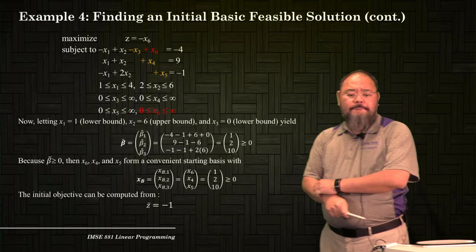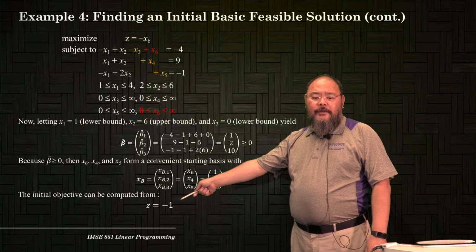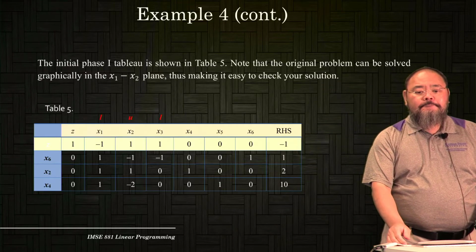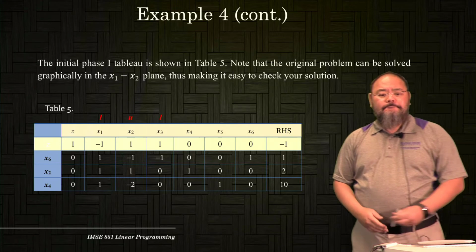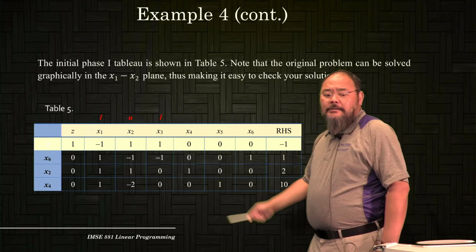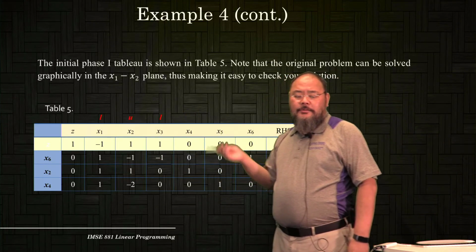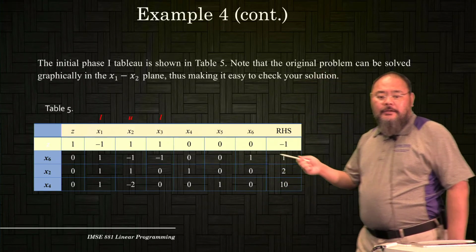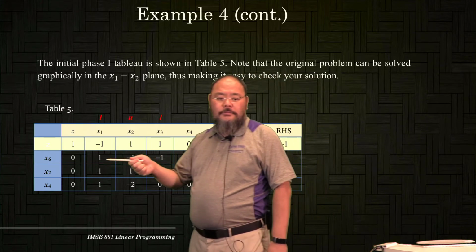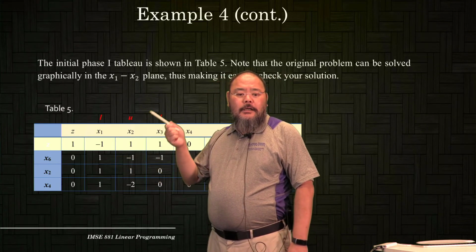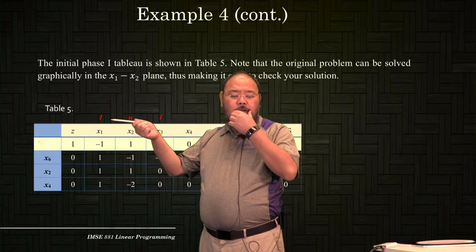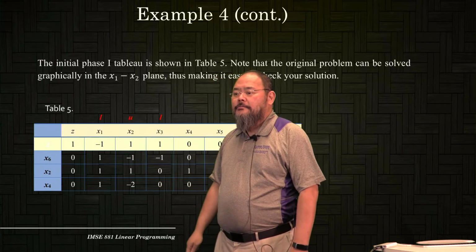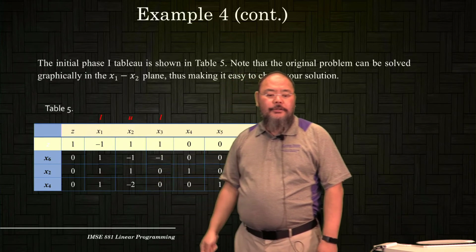The values are 1, 2, and 10, and my objective function value equals -1. Now I can start my initial tableau. I have a feasible solution to begin with, and the right-hand sides are positive. Here we can start seeing that x1 is at its lower bound with a negative zj minus cj value, so x1 is a candidate to enter.